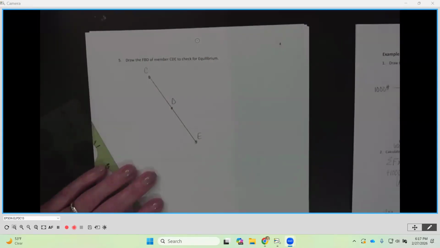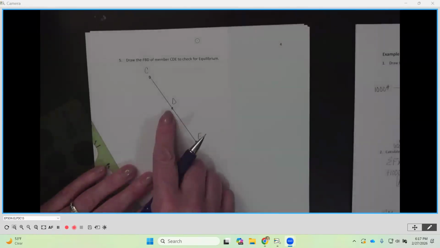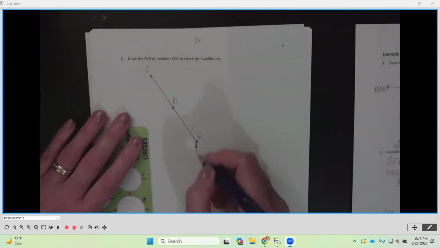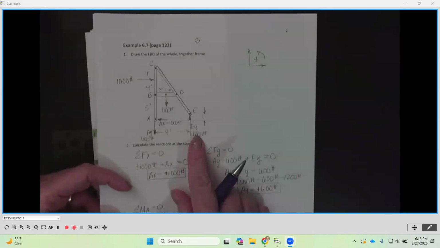Now, we want to put on first any external loads, okay? And remember, the support is an external load. These are internal pins. So let's do our external load first, and those stay in the same direction. So I have my EY, and I know my EY was 1,200 pounds. This is the only force at E because it was a roller, perpendicular to the surface it was riding on. So 1,200 pounds there.